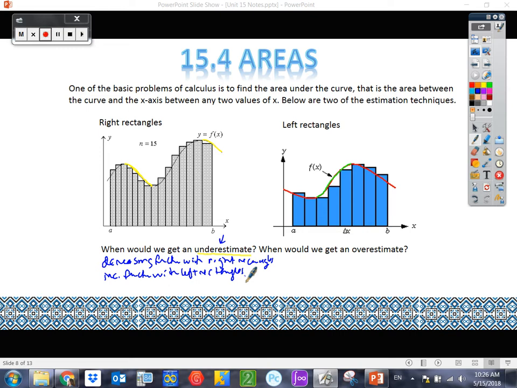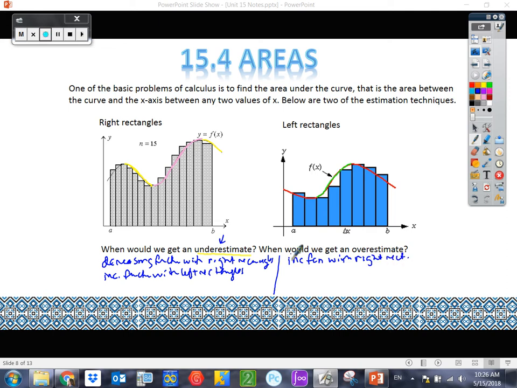Now let's look at the situations where we would get an overestimate. Okay, so let's start with our right rectangles. Look at this part right here. See how we're increasing along here? We have an increasing function and we're using a right rectangle. Notice how there's a bunch of portions of the rectangle sticking up above our curve. So that would be a situation where we would get an overestimate if we had an increasing function with a right rectangle.